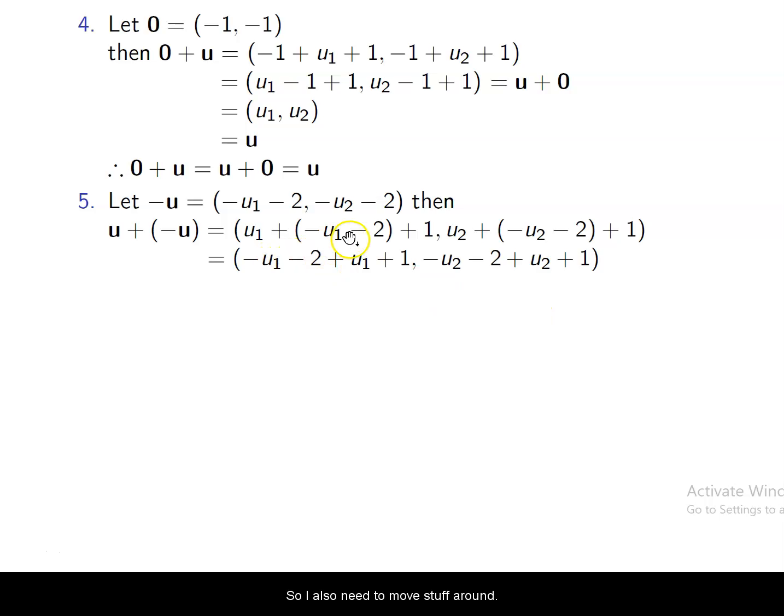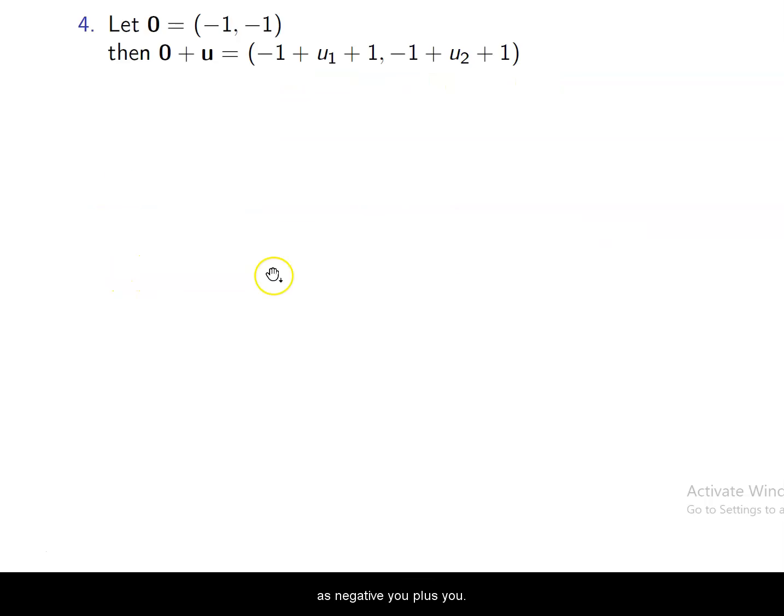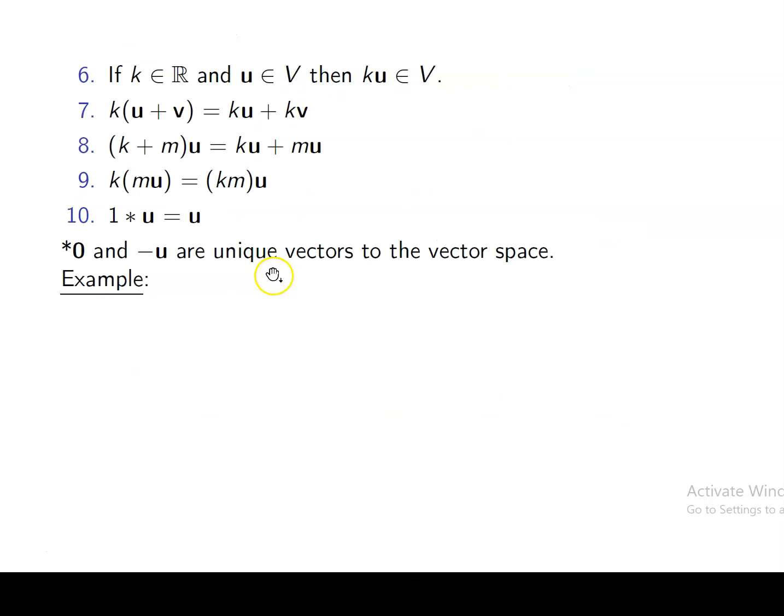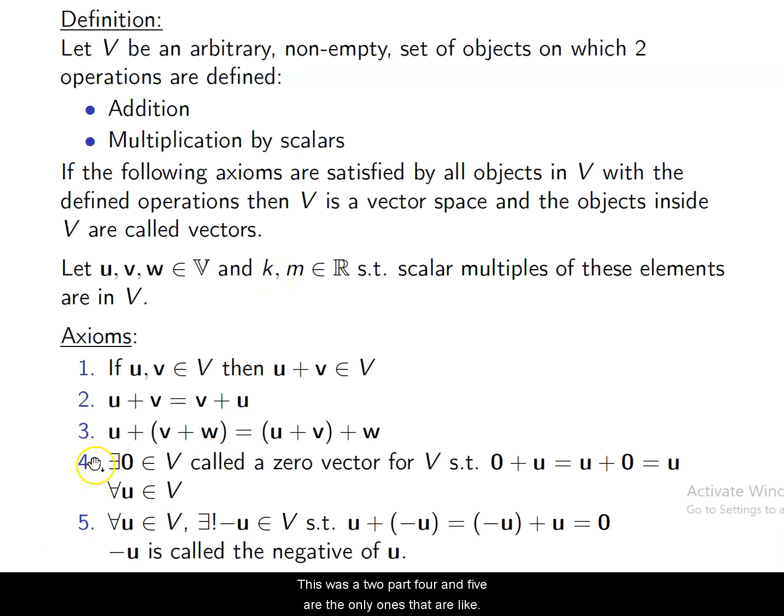So I also need to move stuff around, right? Because I also need to show that u plus negative u is the same as negative u plus u. So just to go back one more time, this was a 2-part, right? 4 and 5 are the only ones that are like that. 0 plus u is u plus 0 is u. u plus negative u is negative u plus u is 0.